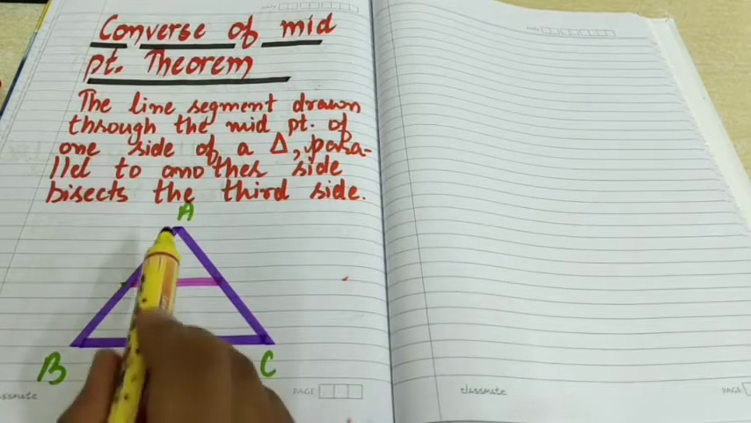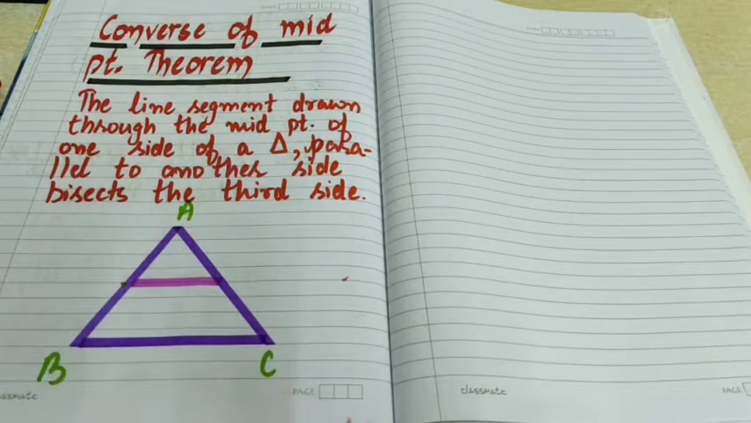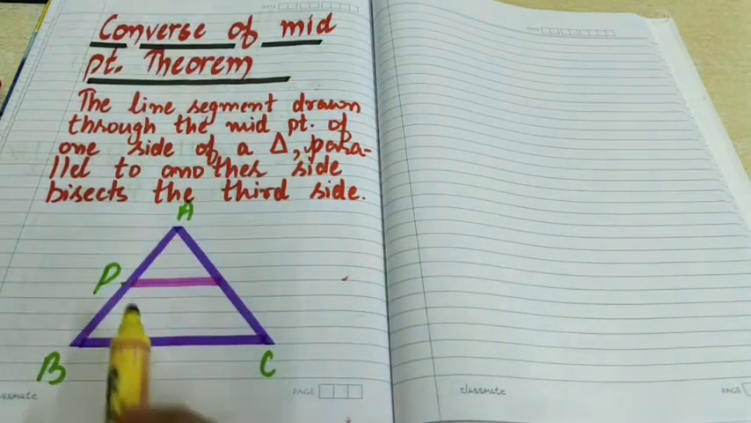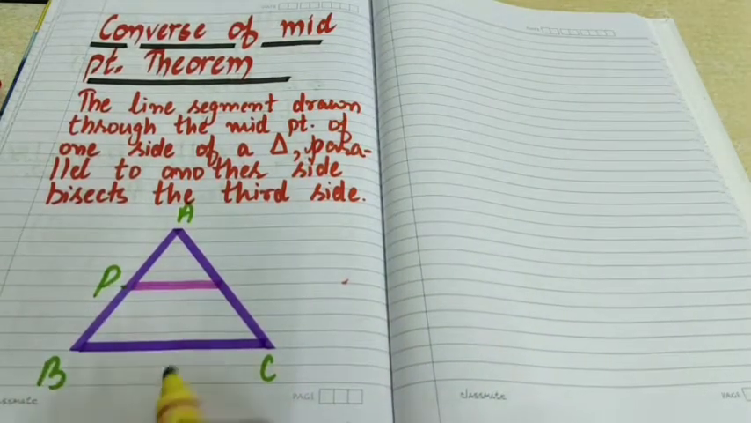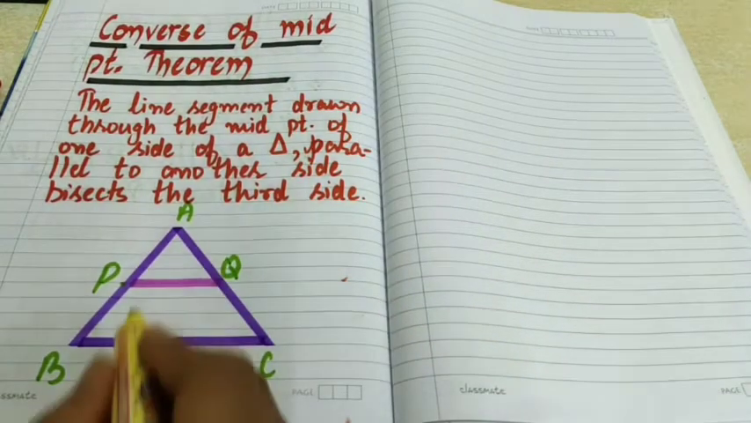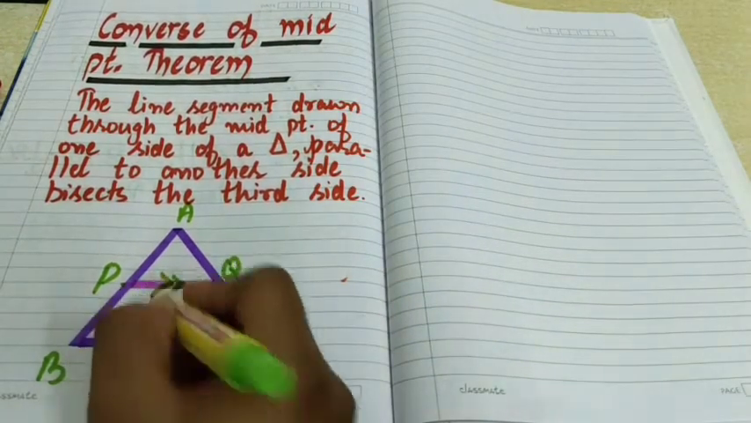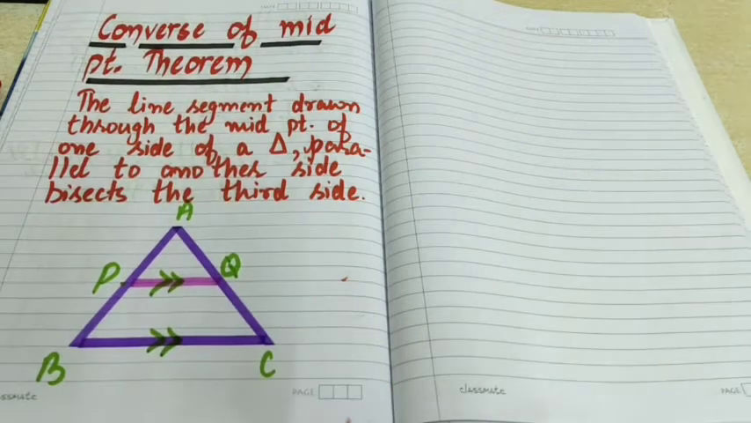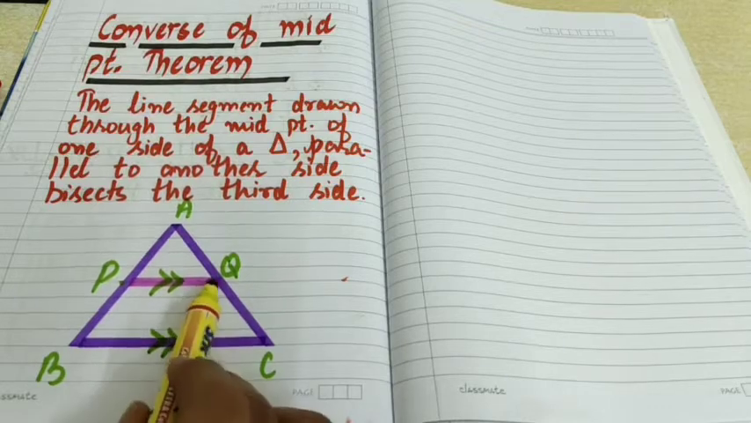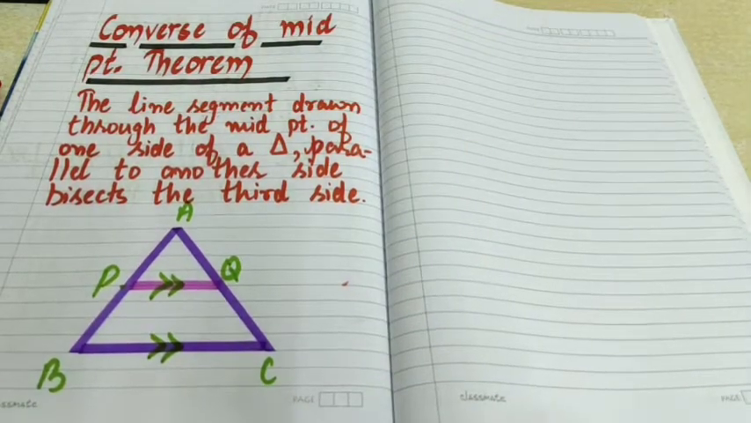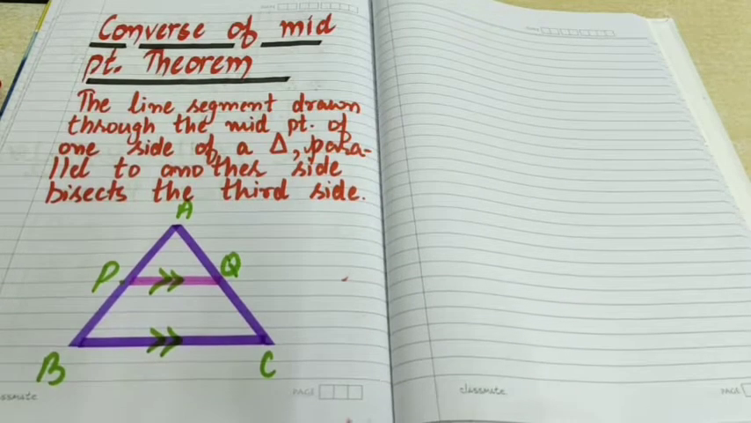If we have a triangle ABC and P is the midpoint of side AB and PQ is drawn parallel to BC, then we have to show that Q is the midpoint of AC. So let us mention given and to prove first.